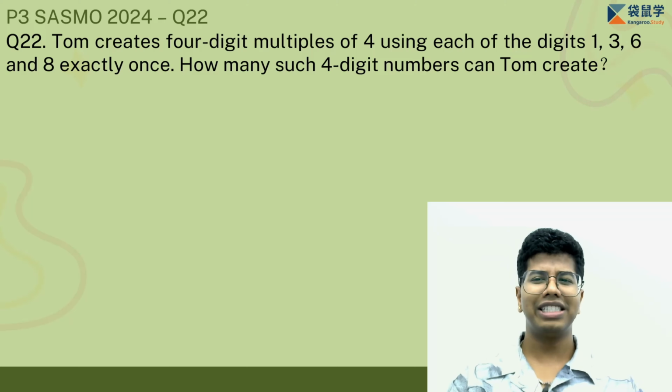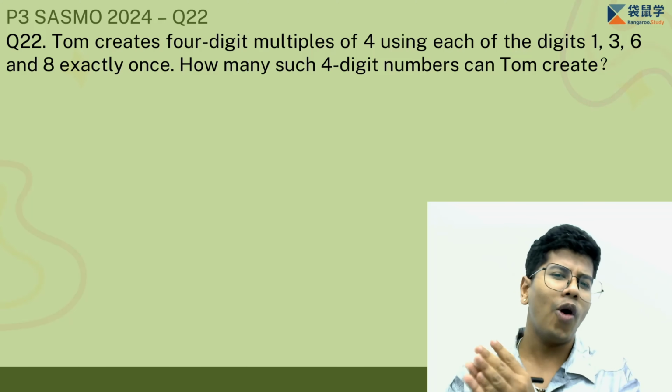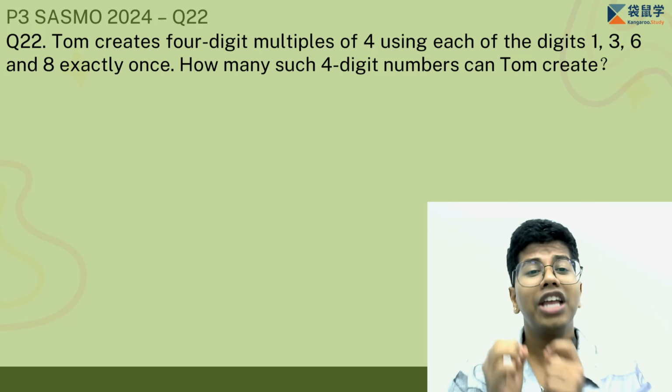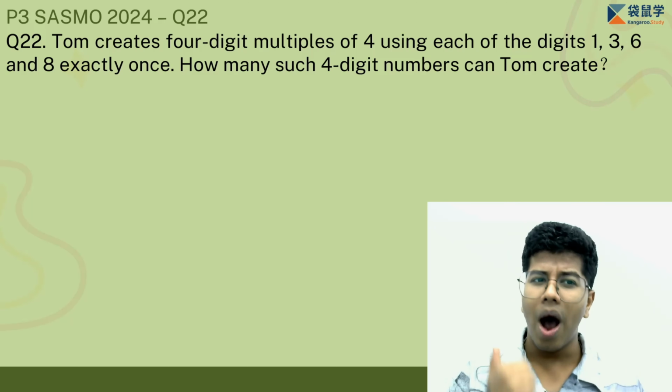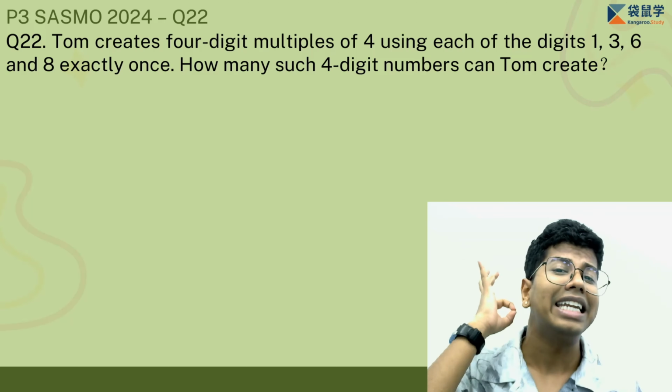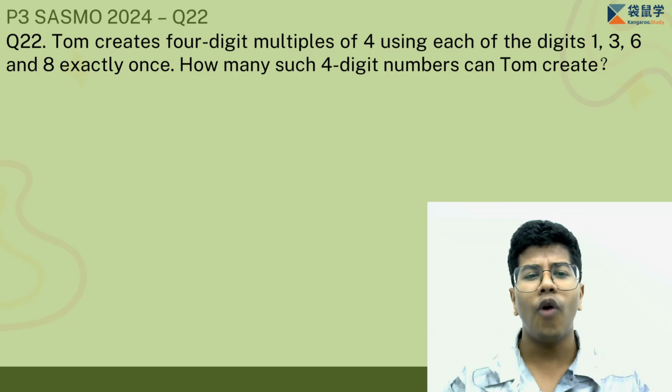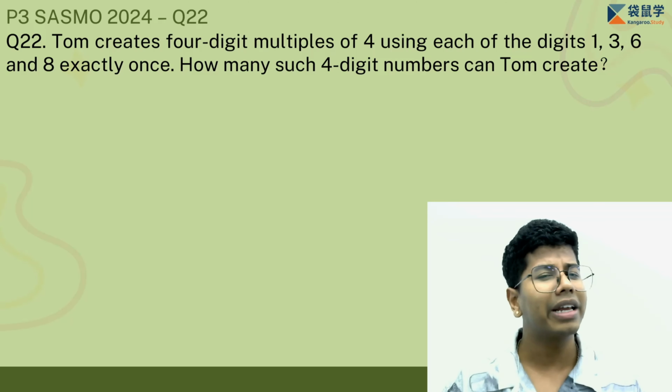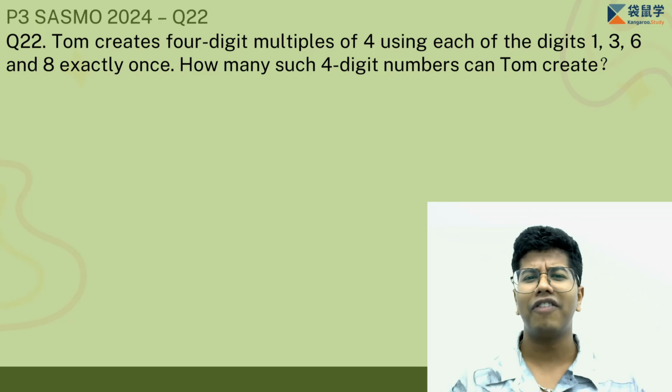So here the question says, Tom creates 4-digit multiples of 4 using each of the digits 1, 3, 6 and 8 exactly once. How many such 4-digit numbers can Tom create? Let's understand the question first.